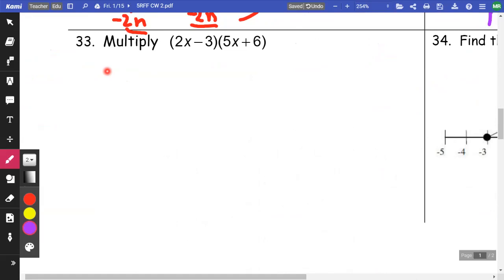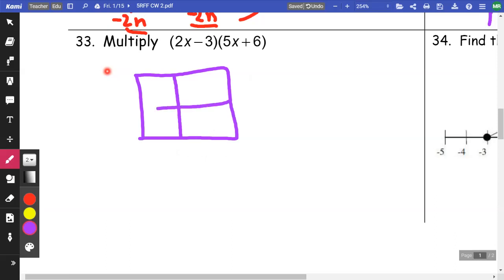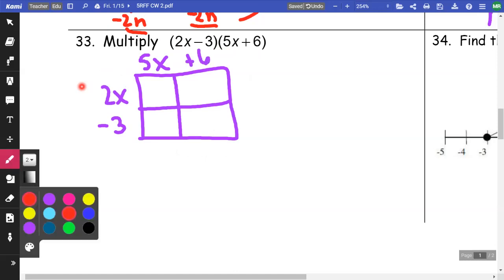Okay, so for this one, I am going to do an area model, 2 by 2, because I have 2 terms here, 2 terms here, so that's why 2 by 2. Doesn't matter which one you put where. Let's say I do my 2x, and I like to stick my negative right in front of my number so I don't lose it, not in between. If you put it here, sometimes you lose it. So I like to put it right in front. And then 5x, and then again, I'm going to put the +6, and then I'm going to multiply this out.